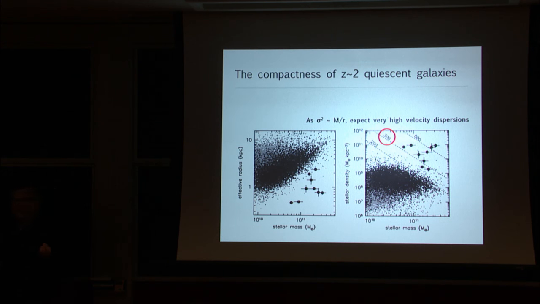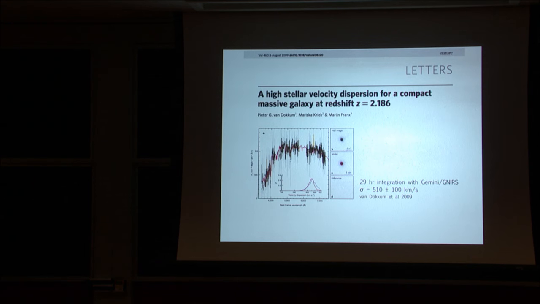Which is similar to the centers of giant ellipticals today, and higher, okay? Because the 500 kilometers per second is not something you really see in the local universe. Now, at that point, that was just an implication. We set out to measure this, so that happened a year later, more or less. It was kind of an uncertain measurement.